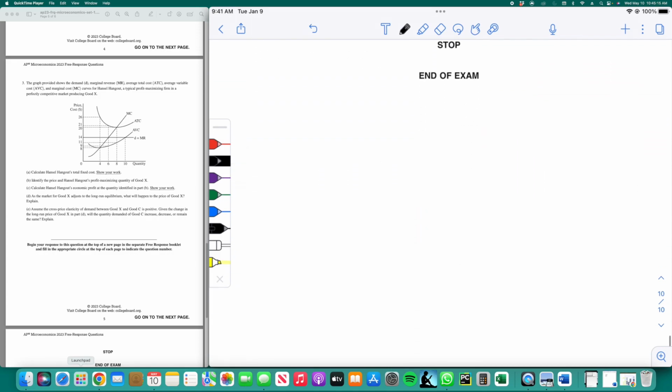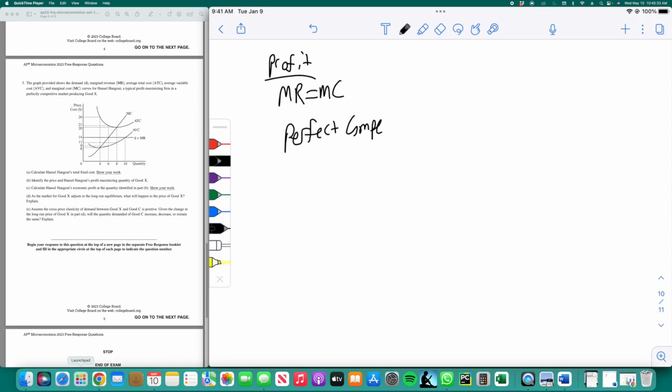So on our scratch sheet, remember, I like to write out everything that they gave me. So they told me profit max, so that means we're doing MR equals MC. They also told me it was perfect competition, so that means that our price is also our demand, and it's also our marginal revenue.